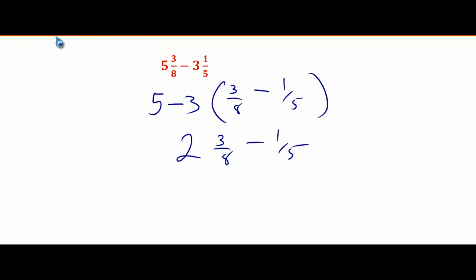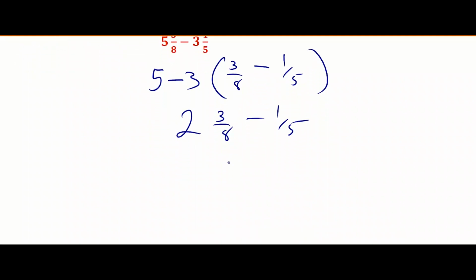So the next thing is to find the LCM of 8 and 5. So this is the 2 whole number. Then the LCM of 8 and 5 is 40, by multiplying 8 by 5. That is 40. And there's no number that can go in both 8 and 5 aside 1.